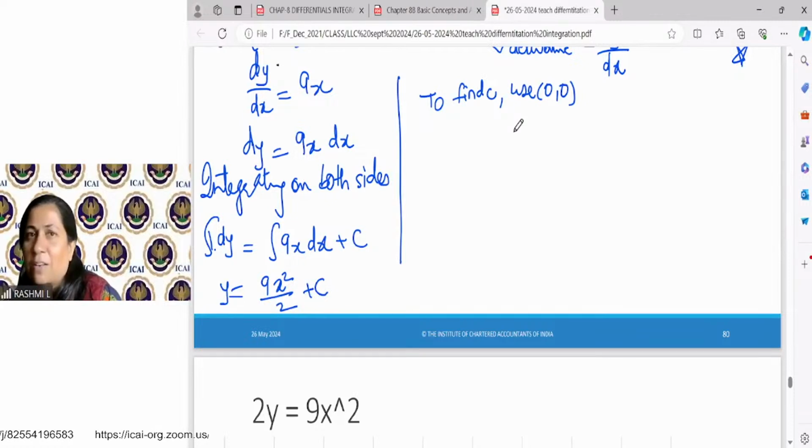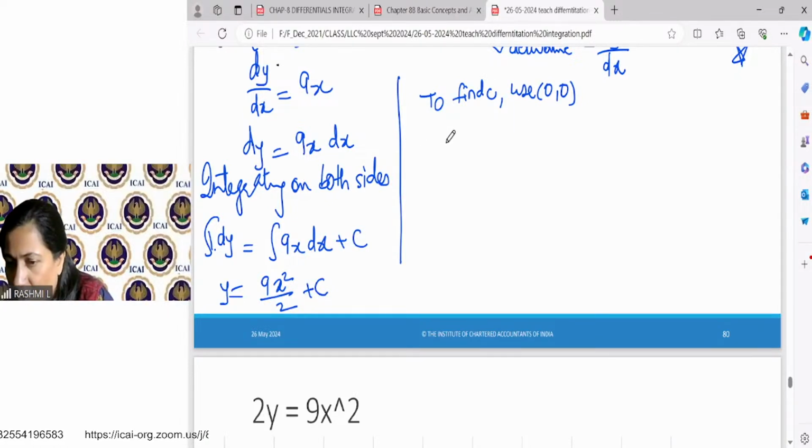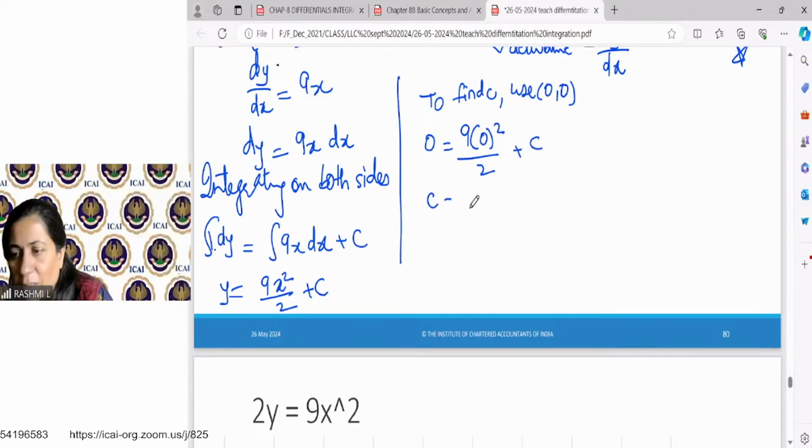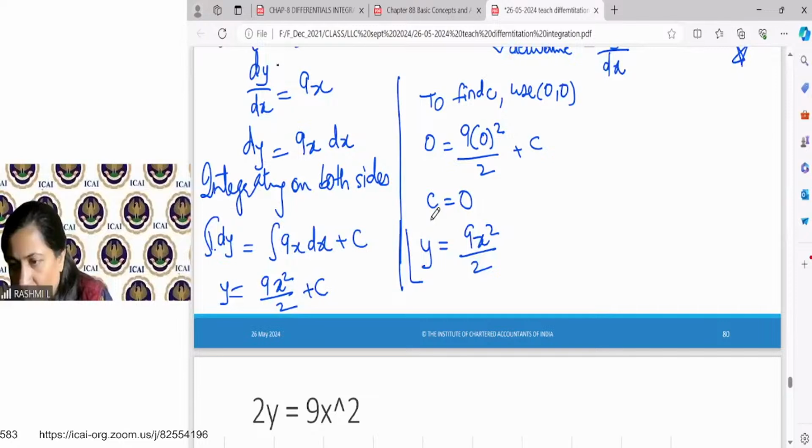I am not doing it on my own, because they've already given me that. So 0 is equal to 9 into 0 square upon 2 plus c. So how much is c? c will be 0, so c is 0. So what is my curve? Curve is 9x square upon 2. This is my curve.